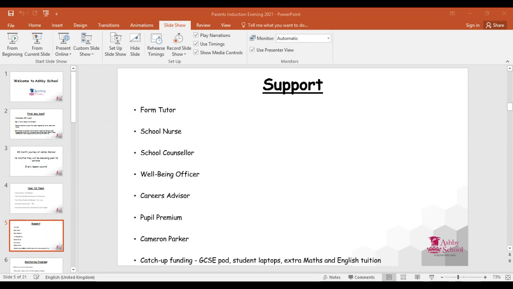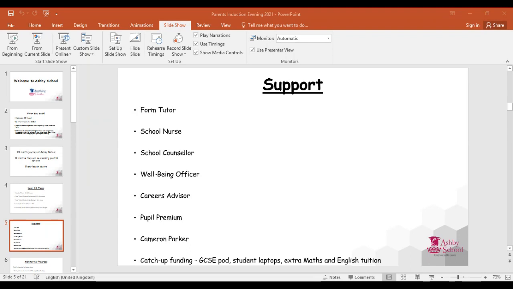We have a member of staff called Mrs. Tolley, and she operates our pupil premium side of the school. So again, if you're in receipt of pupil premium as you've moved through primary school and through the high school, then that will move with you, and that funding moves with your child into Ashby School.